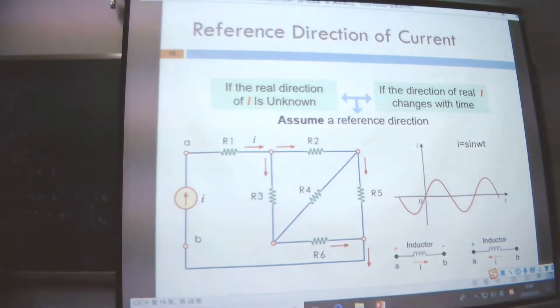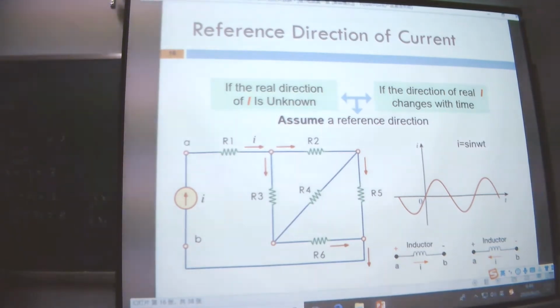x1 and x2 don't have direction. But for the current I, it has the value and it has direction as well. But do we care about the direction? For the current, yes, we need to care about direction. But do we need to care about the real direction? We don't need to care about the real direction, right?